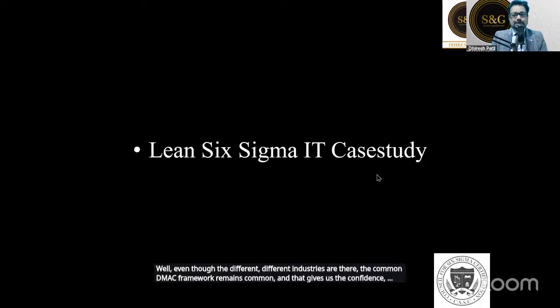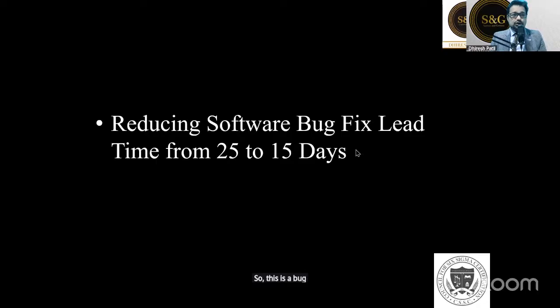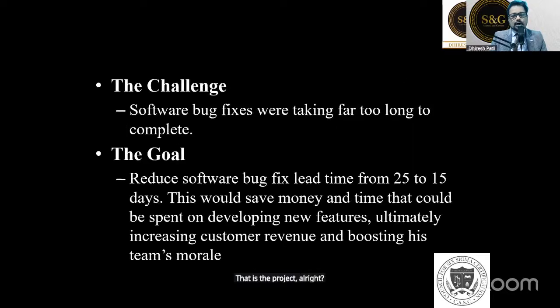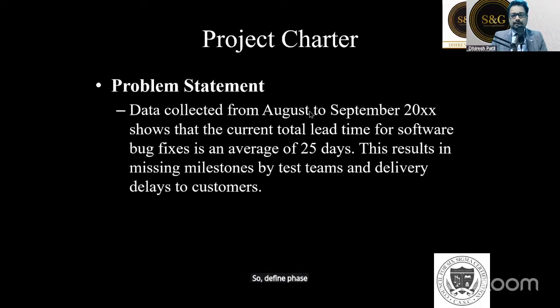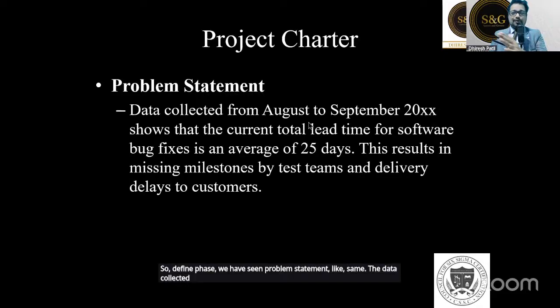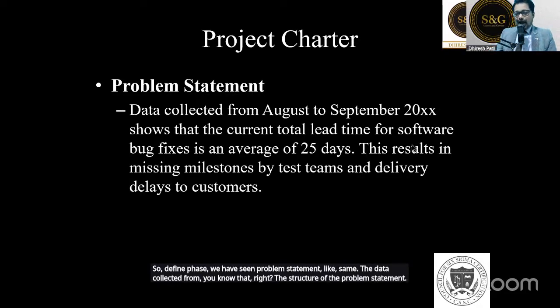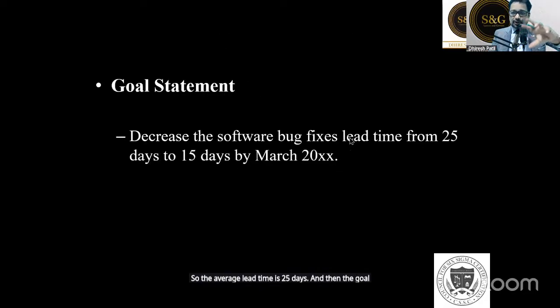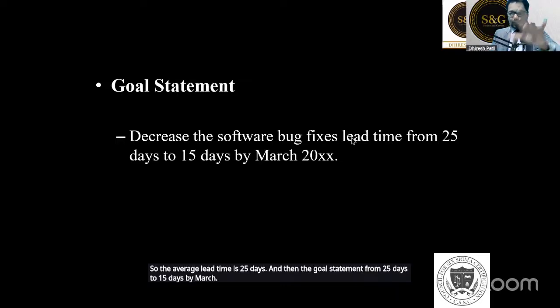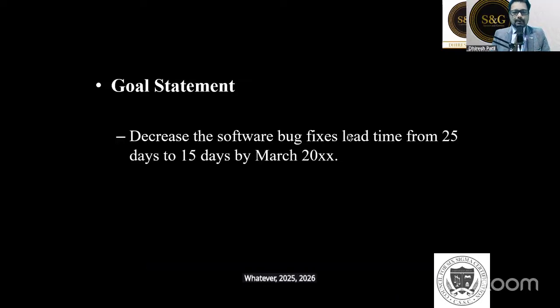Okay. So this is a bug fixing lead time reduction from 25 days to 15 days. That is the project. Now, the challenge is software bug fixes take a long time. So from 25 days, they want to reduce it to 15 days. In the define phase, we have seen the problem statement, the structure of the problem statement. So the average lead time is 25 days. And then the goal statement: from 25 days to 15 days by March, 2025, 2026, whatever the timeline is.